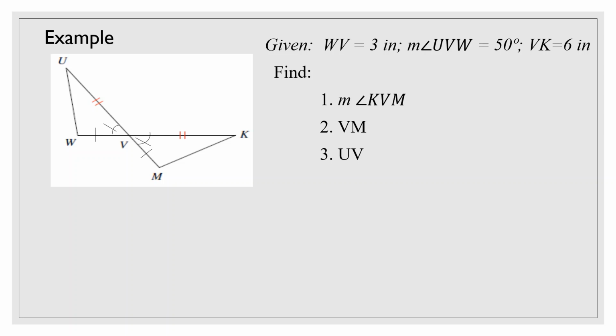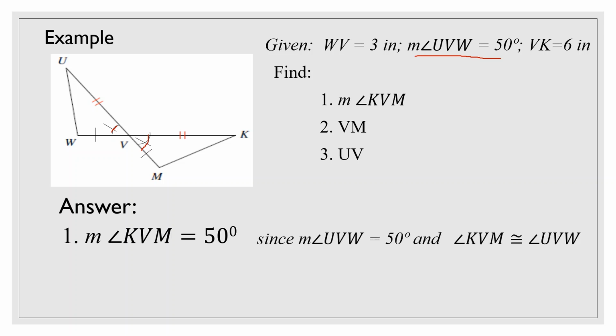Tingnan natin sa figure kung nasaan yung angle KVM. This is angle KVM, which is congruent to angle UVW. So in the given, ang measurement ng angle UVW is 50 degrees. Now, we can say that the measure of angle KVM is 50 degrees since the measure of angle UVW is 50 and KVM is congruent to UVW.